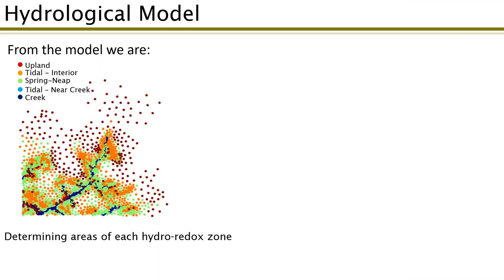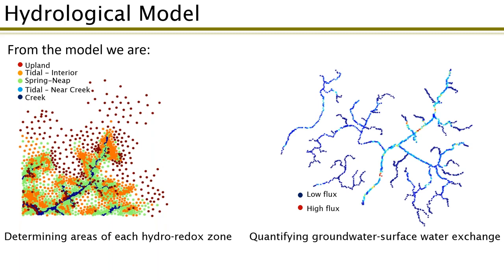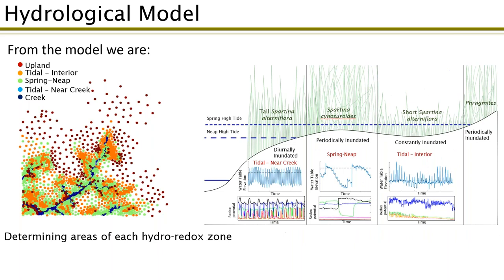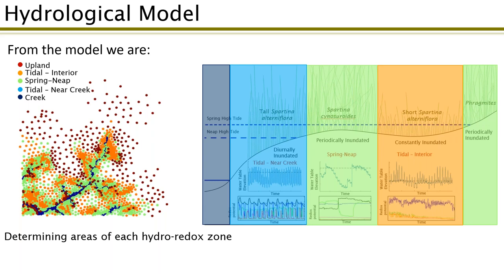And so with this hydrological model, we can begin to get at some of the questions I mentioned earlier. So first, determine the areas of each of the hydro-redox zones, as well as quantifying the amount of groundwater surface water exchange. In the interest of time, unfortunately, I don't have time to talk about this groundwater surface water exchange. We're just going to focus on some of the preliminary results of the hydro-redox zone analysis. Just to remind you, based on the harmonic frequency and the percent of time inundated for each of the nodes in our model, we're able to assign it a specific zone, and we can do this for every simulation we run.